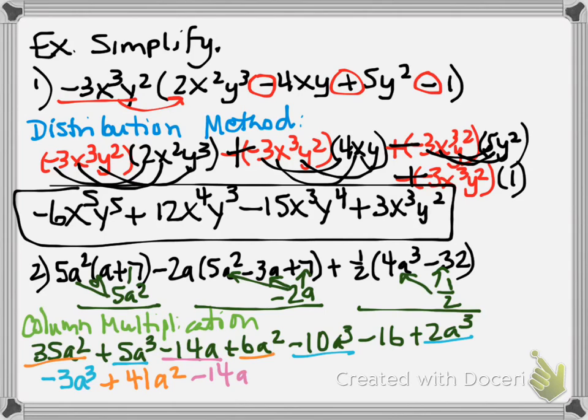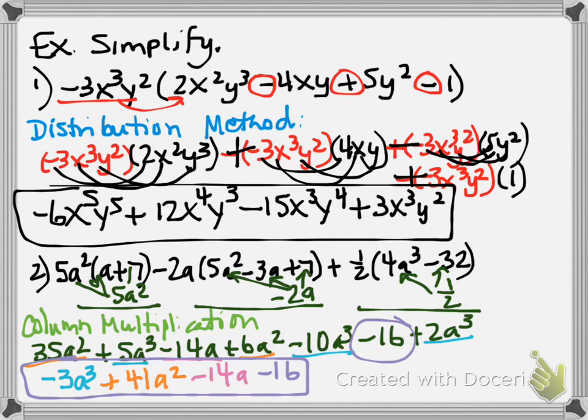And then I have a leftover guy. He's my constant, and he goes at the end. So we got an Easter egg answer of negative 3a cubed plus 41a squared minus 14a minus 16. And again, it's written in descending degree order. Okay? So that's a different way.